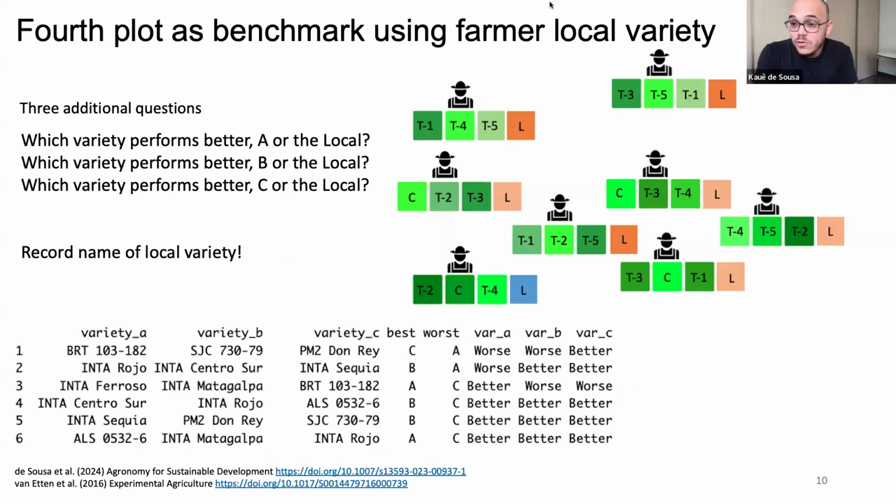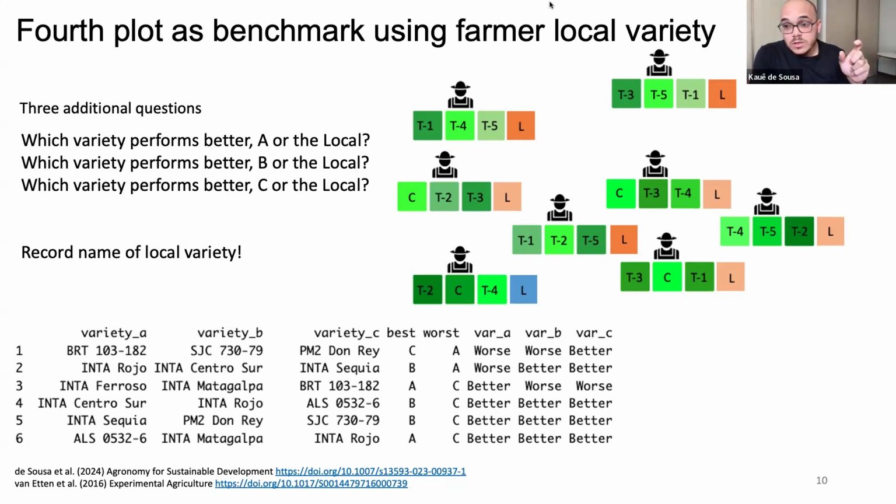People also ask about a fourth plot. I've seen lots of this, people saying, I need to add a fourth plot in my trial. And that's true, we can do that, as CIMMYT and IITA do as well. My recommendation is that you evaluate that as a benchmark. So you're benchmarking this local variety against the three that you are putting in Tricot.